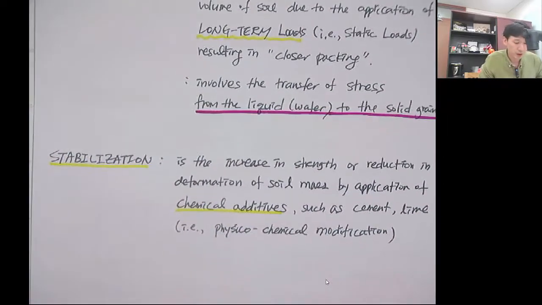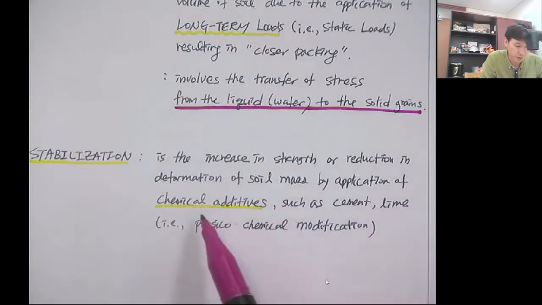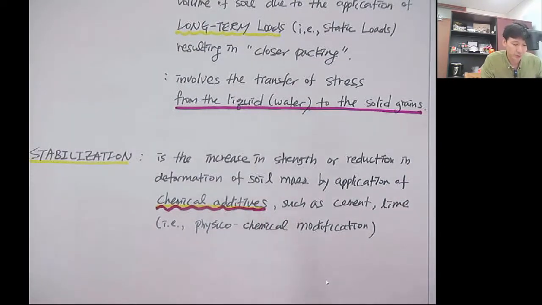And then what is the stabilization? Stabilization is the increase in strength or reduction in deformation of the soil mass by application of the chemical additives, such as the cement, lime powder. So this will involve the physical and chemical modification.